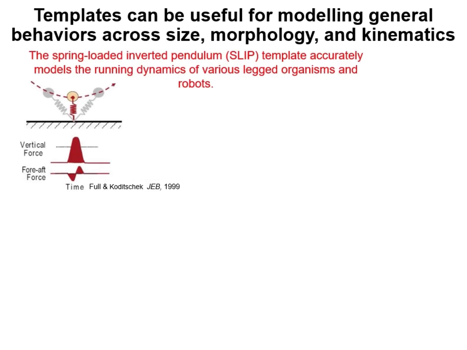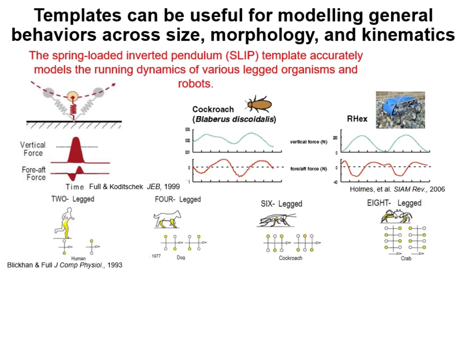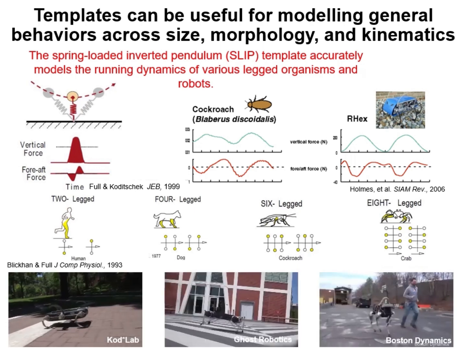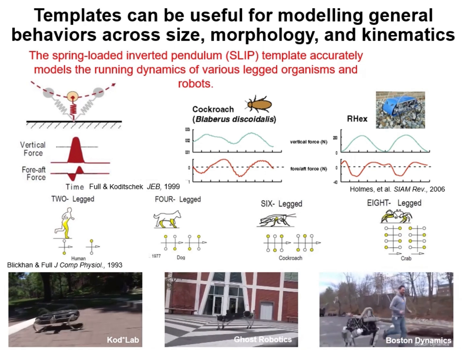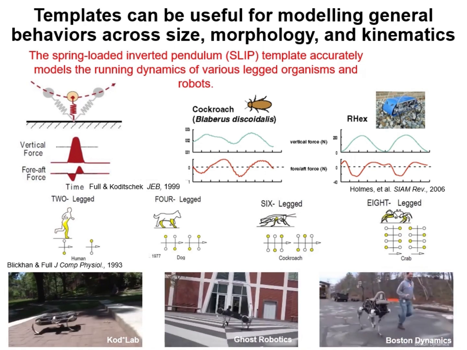For example, the SLIP template model was developed to characterize the dynamics for terrestrial running. And despite the simplicity of the model, it can accurately predict ground reaction forces generated by both organisms and robots. And additionally, despite the diversity in body plan, leg number, morphology, and kinematics, all of these legged organisms' running motion follows that same SLIP model template. And this fundamental understanding of running dynamics that we've gained from the SLIP model has led to the development of many amazing legged robots, as seen here.